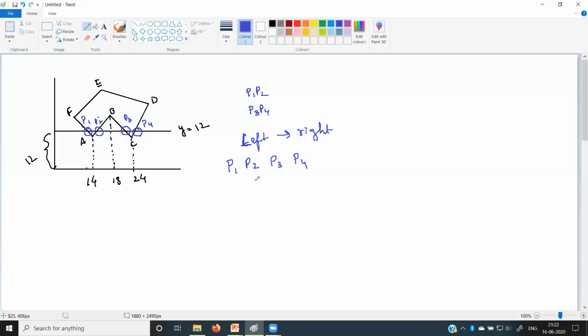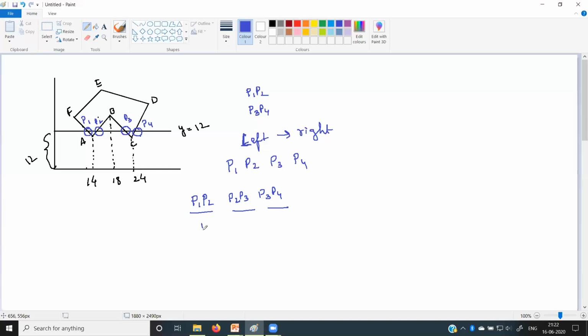Take 2 successive points and form a pair. So what are the pairs we can form? We can form one pair P1, P2, that is one line segment. The second pair is P2, P3, that is another line segment. The third pair is P3, P4. So there is another line segment. So basically there are 3 line segments. One is P1, P2, another is P2, P3, and the last one is P3, P4. Clear?